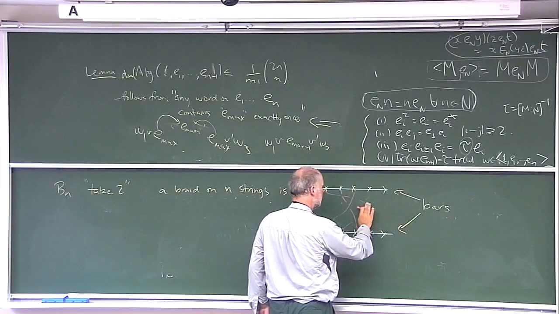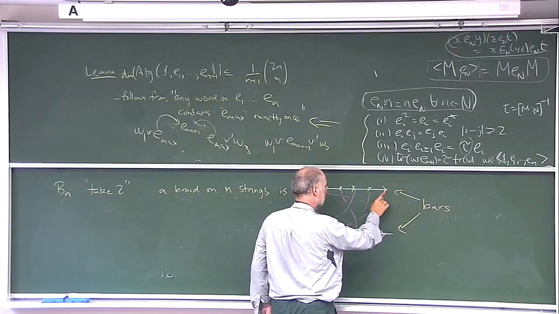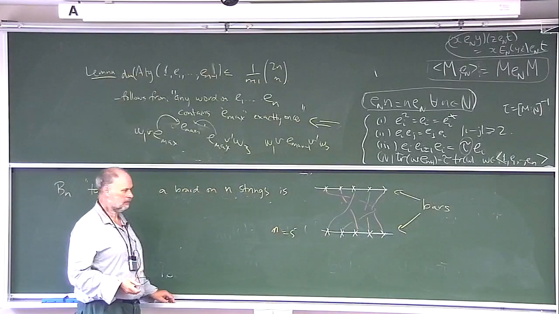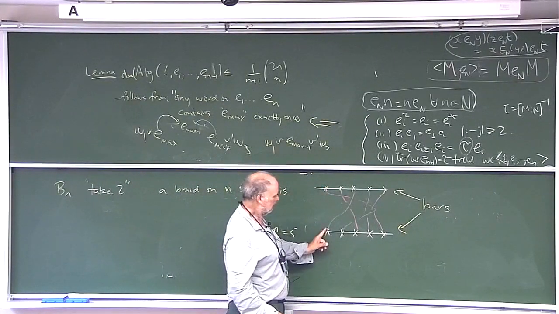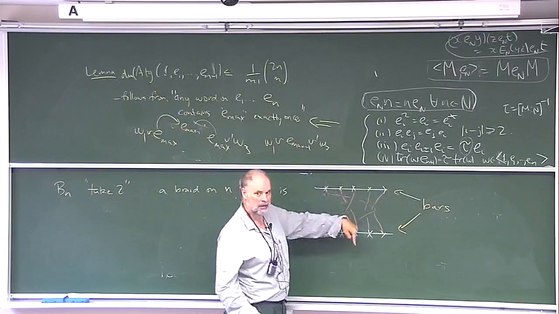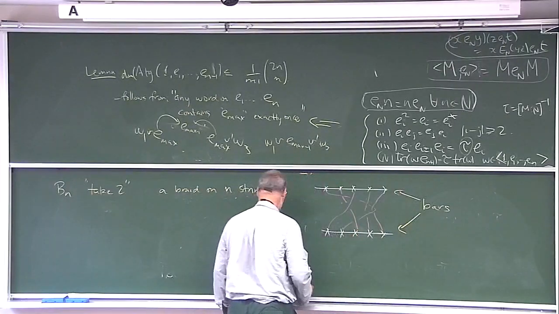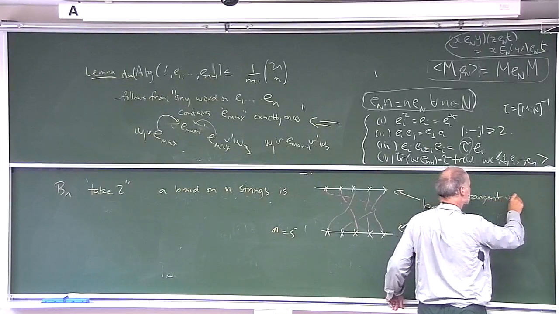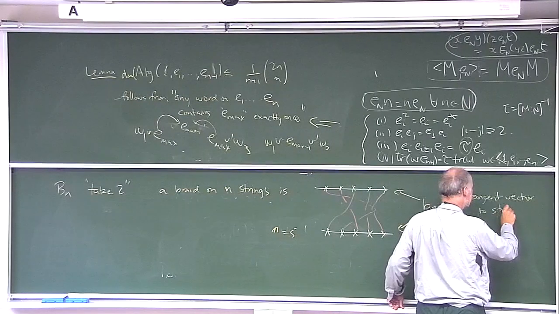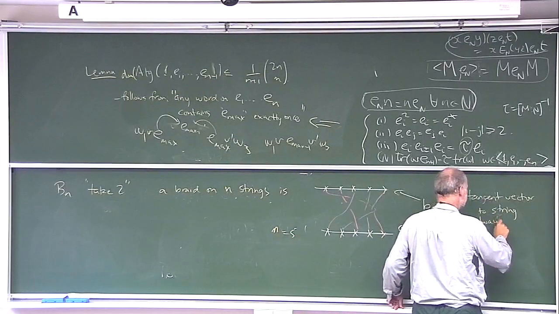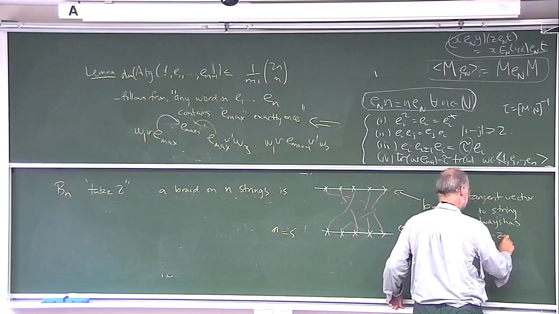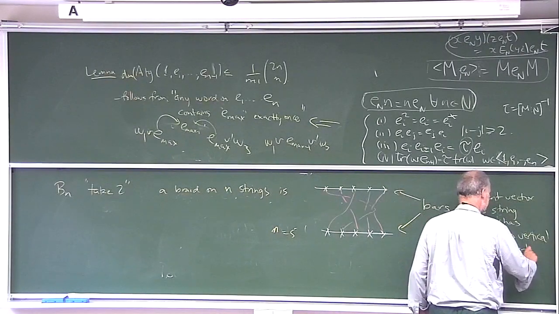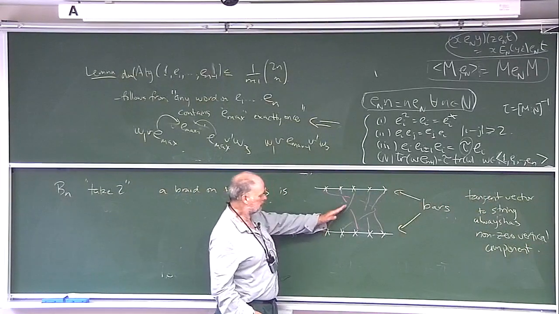Allowed to do pretty much anything they like, except that once a string starts going from the bottom, it always goes upwards. It never turns around and comes back. So the tangent vector to the string always has a non-zero vertical component. Okay, so the string starts going up here and it keeps on going up until it gets to the top.